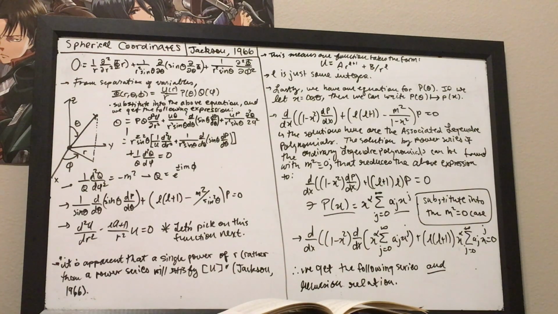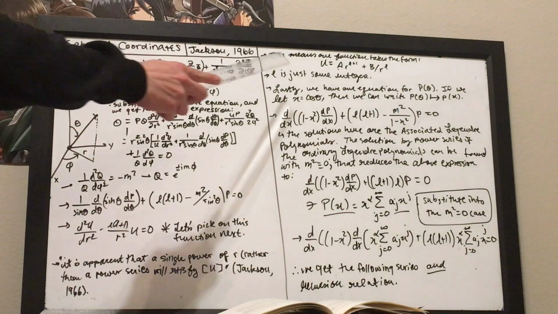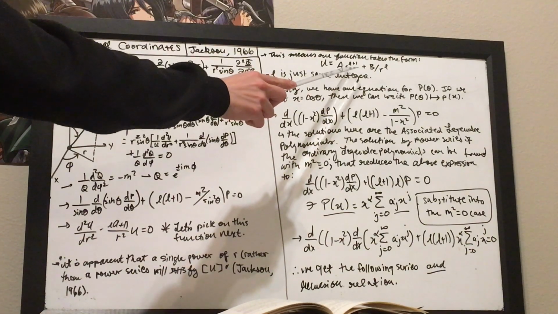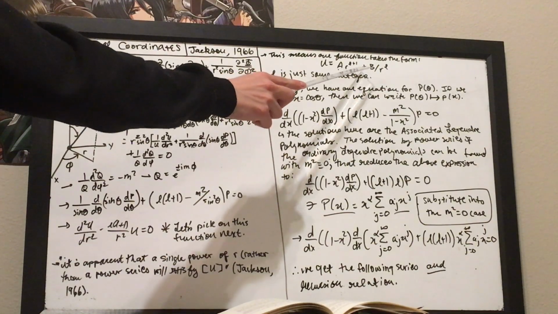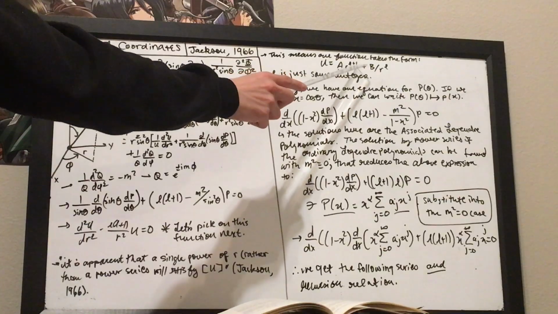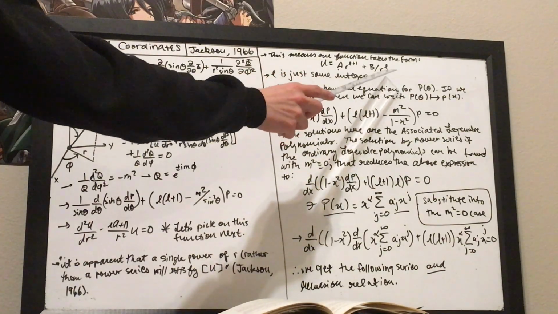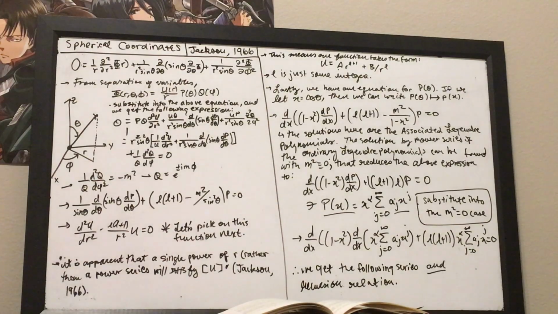So, if we look at just U, Jackson makes the comment that it's apparent that a single power of R, rather than a power series, will satisfy the function U. So what he does is that he writes that U is equal to some constant A times R to the power of L plus 1, and I say this because it's kind of itty-bitty, don't know how well you guys can see it, plus B divided by a factor of R to the power of L. Once again, L is just some integer. For P of theta, once again, it's ugly.